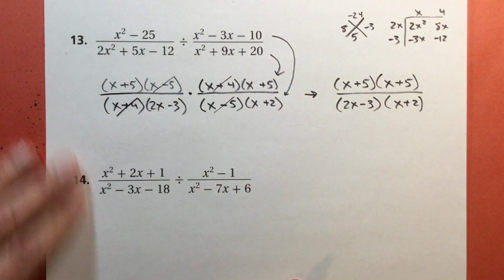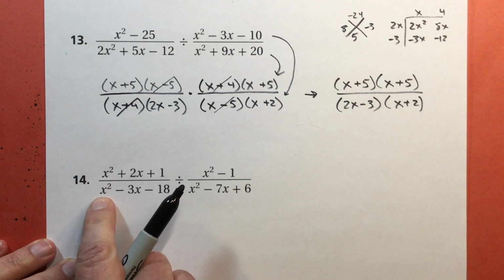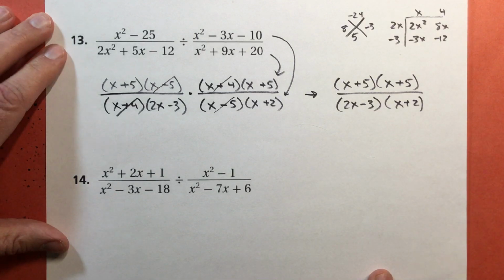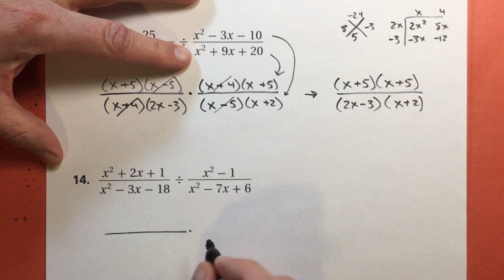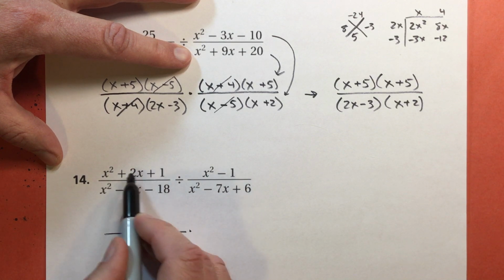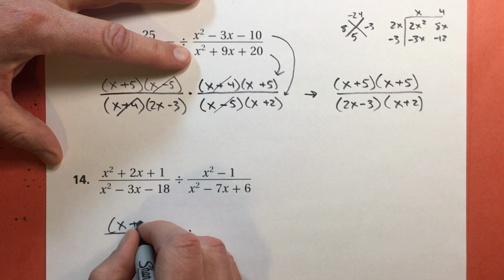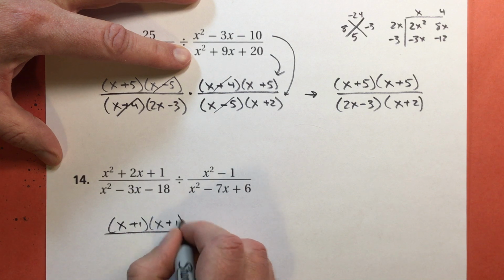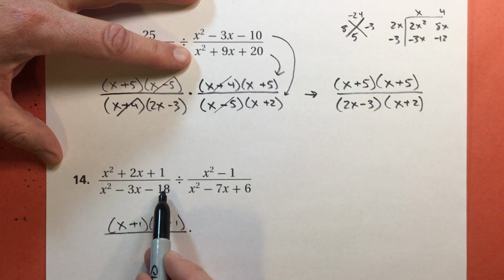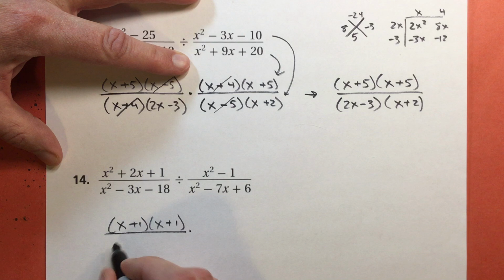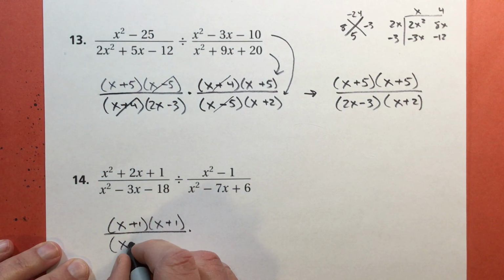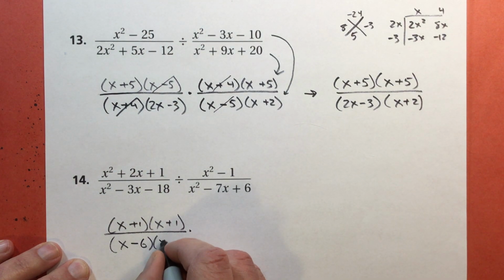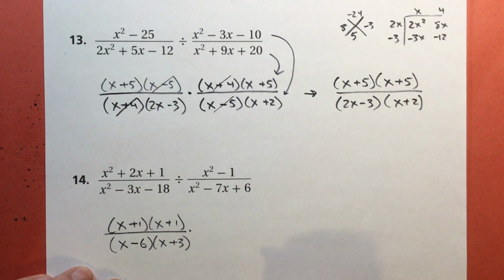Okay, finally, problem number 14. Luckily, x squared, x squared, x squared, these are all going to be easy to factor. So the first one, what two numbers multiply to give 1, add to give 2? That's x plus 1 times x plus 1. What two numbers multiply to give negative 18 that add to give negative 3? That's going to be 6 and 3. That's right. X subtract 6 times x plus 3.